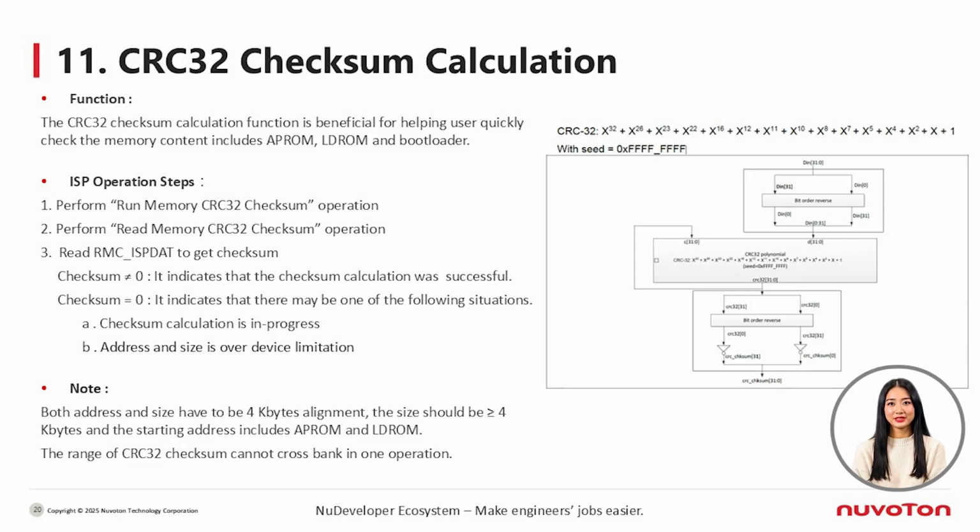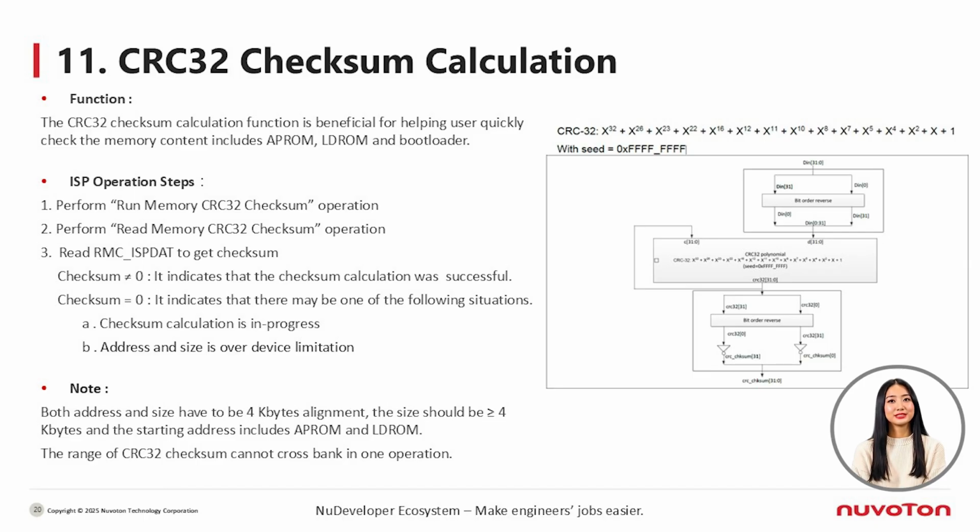The CRC32 checksum calculation function is beneficial for helping user quickly check the memory content including APROM, LDROM, and bootloader. The CRC32 polynomial is shown in the right upper figure. The calculation process is depicted in the right bottom figure. Steps are as follows. 1. Perform run memory CRC32 checksum operation. 2. Perform read memory CRC32 checksum operation. 3. Read RMC ISP DAT to get checksum.